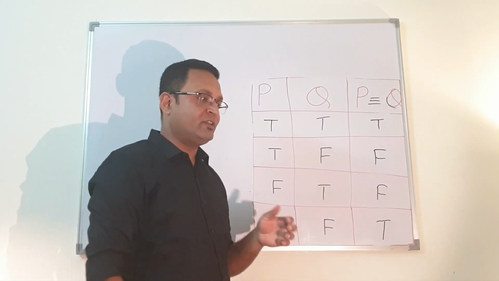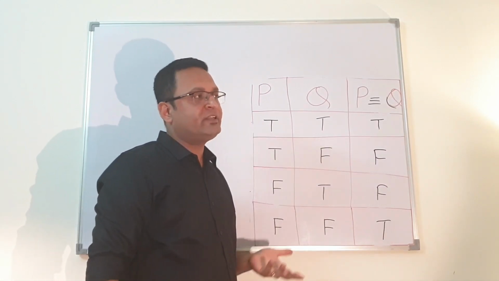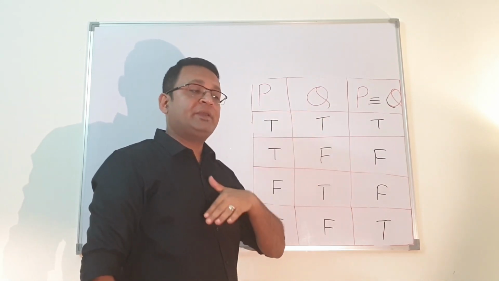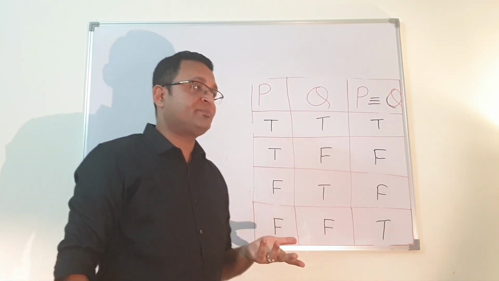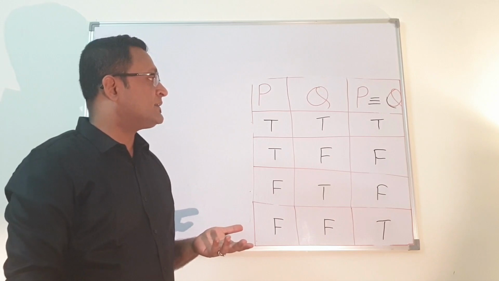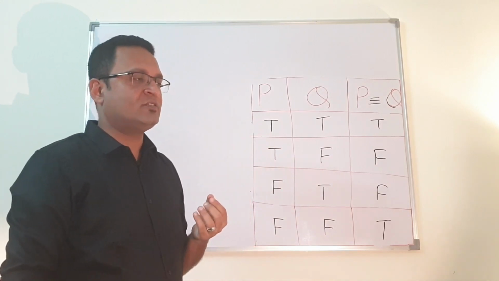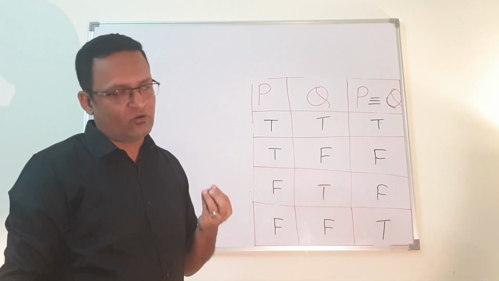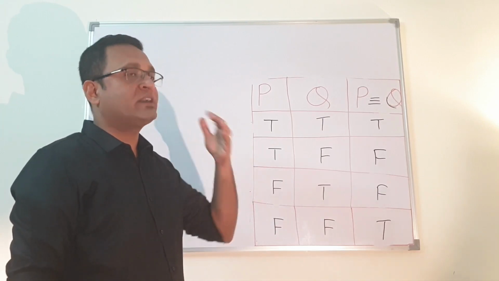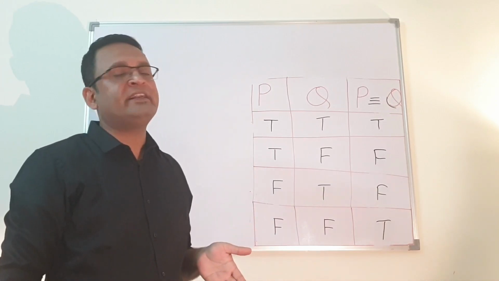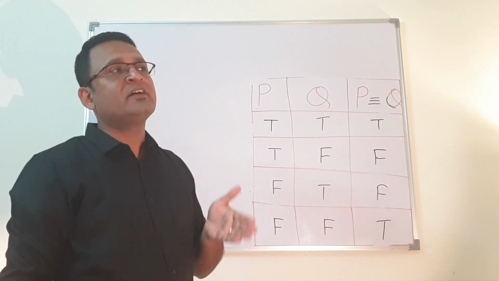In the next class, we will talk about interdefinability, how one symbol can be defined in terms of another symbol, and a few basic truth tables we will also draw, how truth tables can be drawn, and what are the cautions which we should keep in our mind, how we find a tautology, how we find a contradiction, and so on.